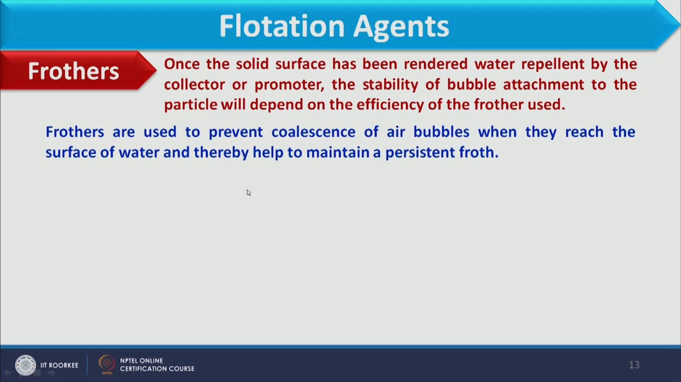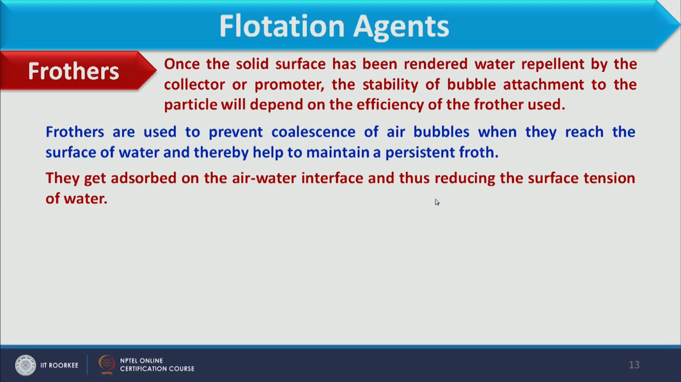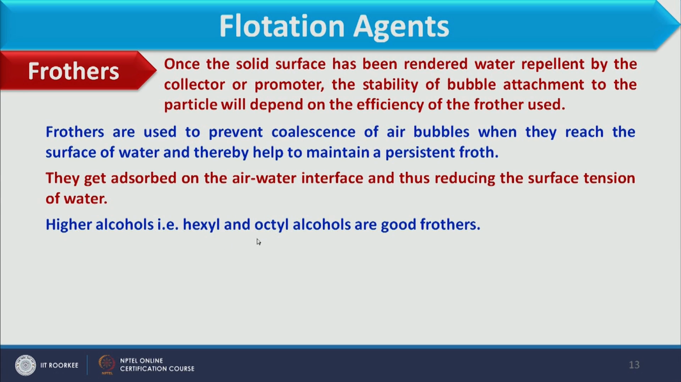So once I use the collector, it helps to prepare the surface hydrophobic, and therefore air bubbles can be found over the surface, and then the frother becomes a layer between the air bubble and the liquid, so that the liquid cannot enter, and the stability of the bubble is ensured. So frothers help to maintain a persistent froth. They get adsorbed on the air-water interface, thus reducing the surface tension of the water. Higher alcohols, that is hexyl and octyl alcohols, are good frothers. These are some examples of frothers.